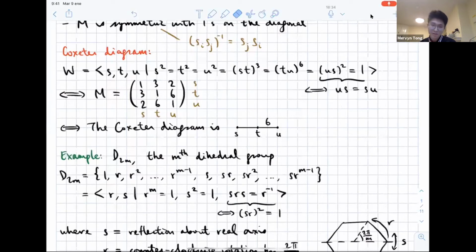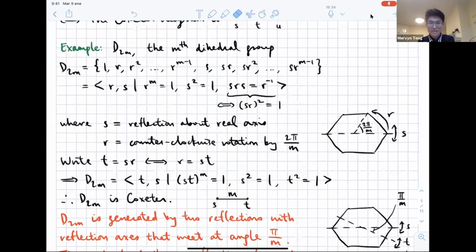A very important example of a Coxeter group is the dihedral groups. If you recall, the mth dihedral group D2m is the set of isometries of a regular m-gon, it's usually written in this way, and you can check that this is the same as if I write this down. Clearly, currently, this is not yet manifestly a Coxeter group because one of the generators, R, has order m, which is not 2 in general.